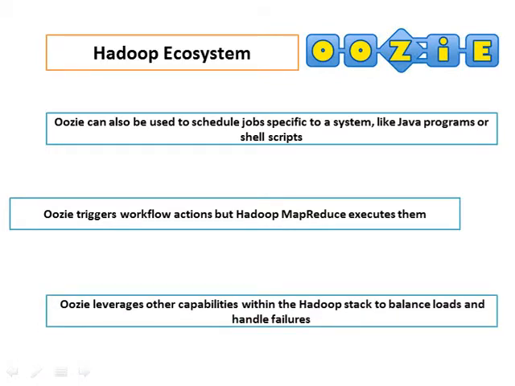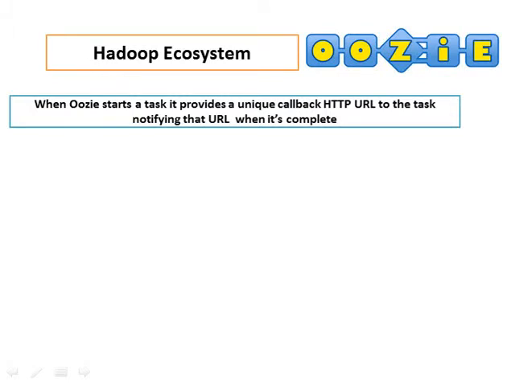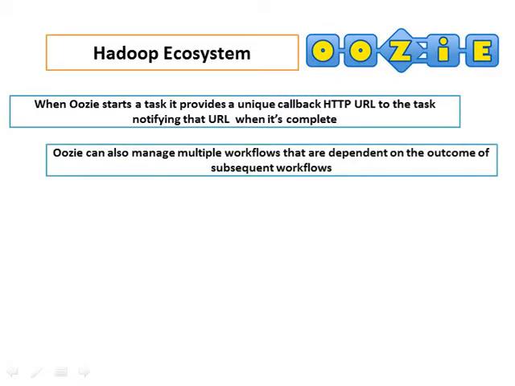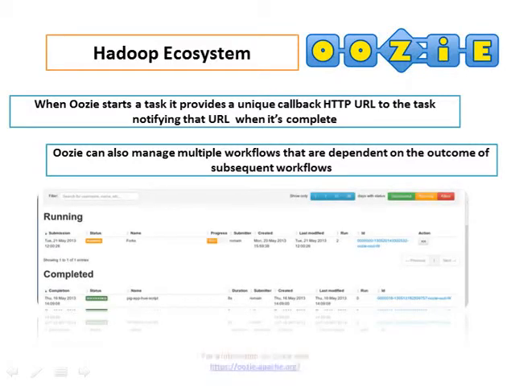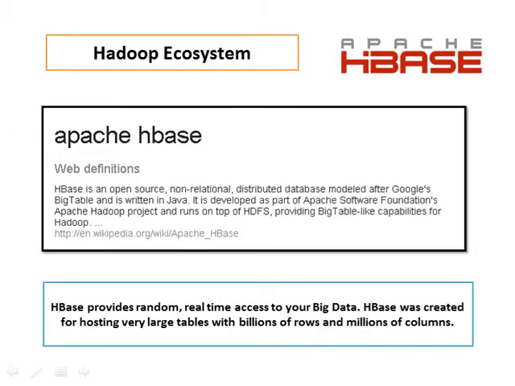Oozie leverages other capabilities within a Hadoop stack to balance load and handle failures. When Oozie starts a task, it provides a unique callback HTTP URL to the task, notifying that URL when it's complete. Oozie can also manage multiple workflows that are dependent on the outcome of subsequent workflows. For more information on Oozie, visit www.oozie.apache.org.